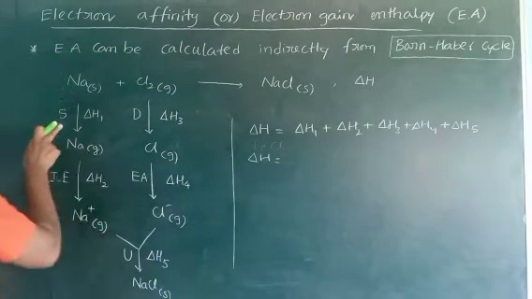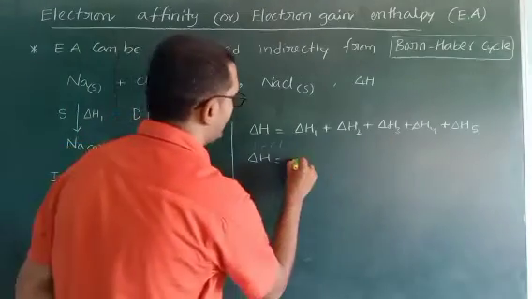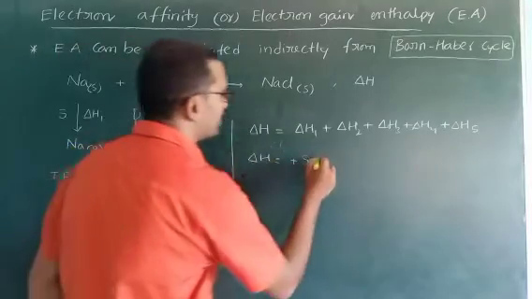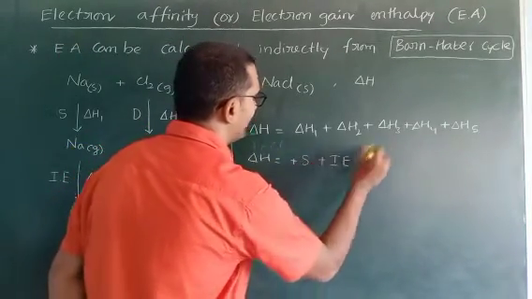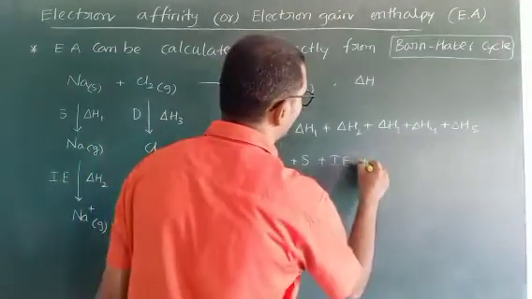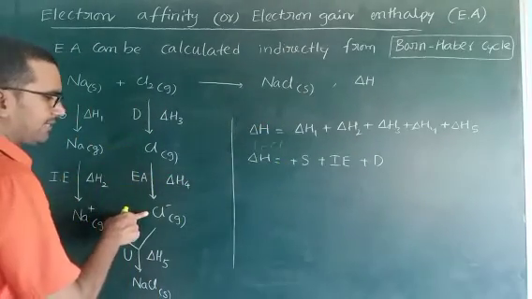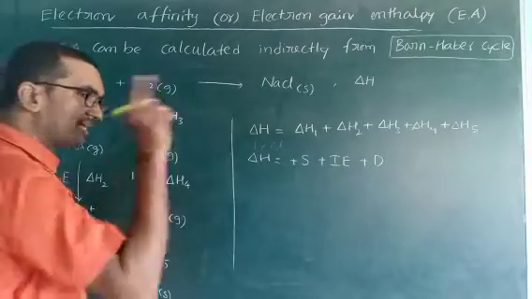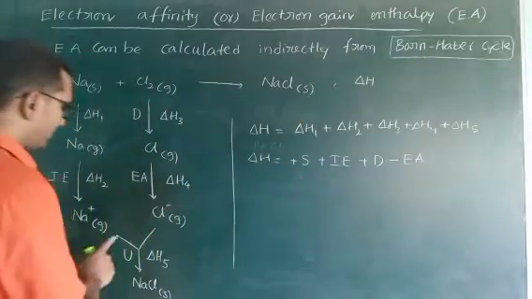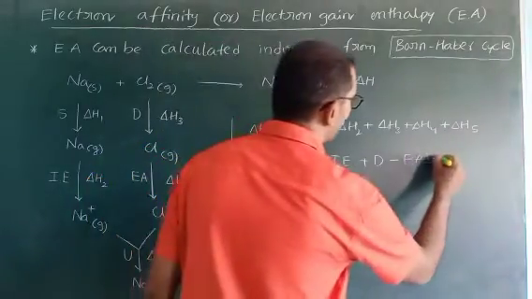Delta H1 means what? Sublimation energy. Sublimation energy means energy is required in this case, so this is positive, plus. And second one, delta H, that is ionization energy. It is also plus ionization energy. Next one, delta H, this is dissociation. Dissociation means it is also positive, dissociation energy. But in this case, Cl is converted to Cl minus, electron affinity is present as a negative value. So this is minus A. And in this case also, after combining these two, energy is released. So it is minus U.